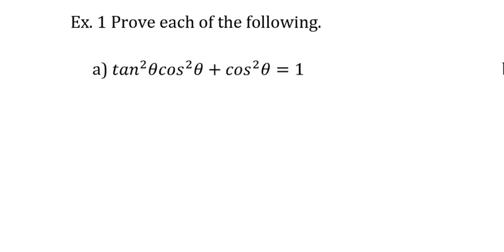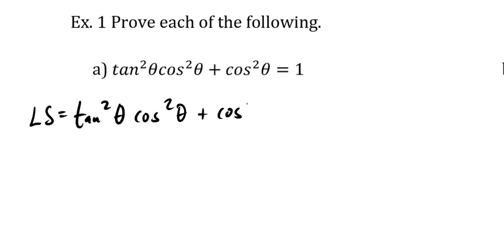All right, let's take a look at our first one. Super easy. So here's how we start. Left side equals tan squared theta cos squared theta plus cos squared theta. And then right side equals 1. That's what we mean by split up. Work on them independently.